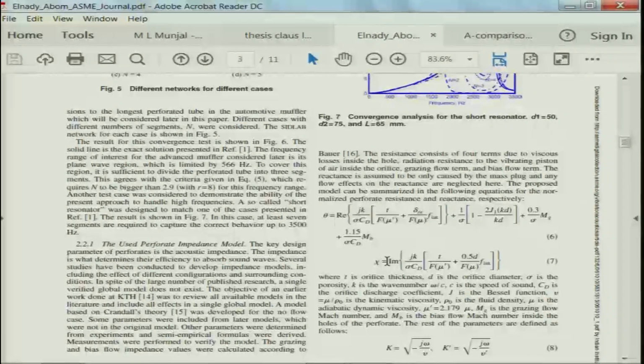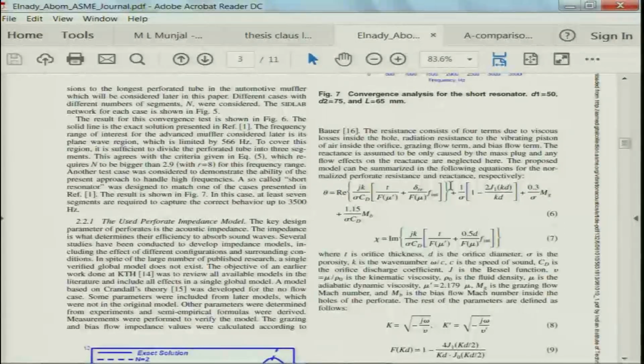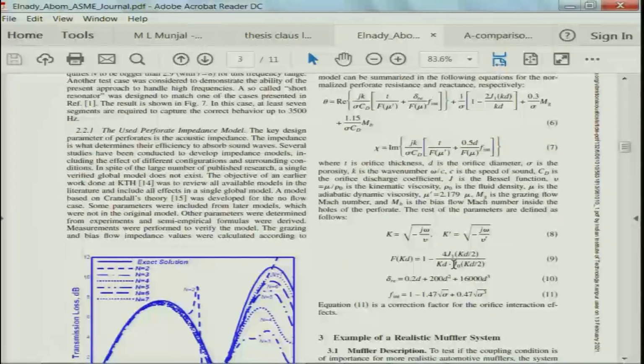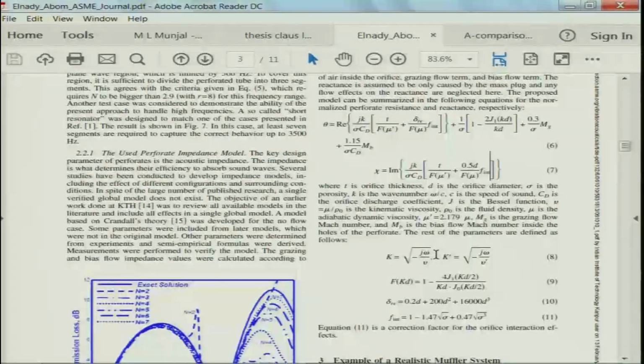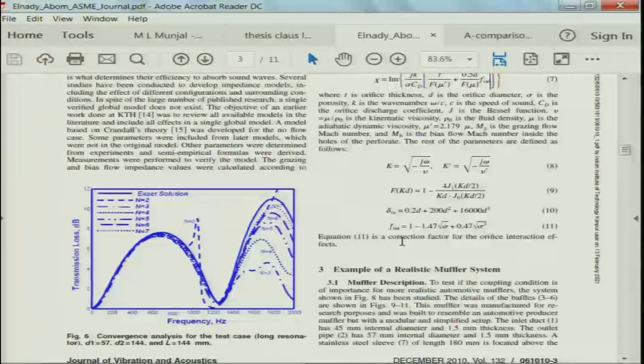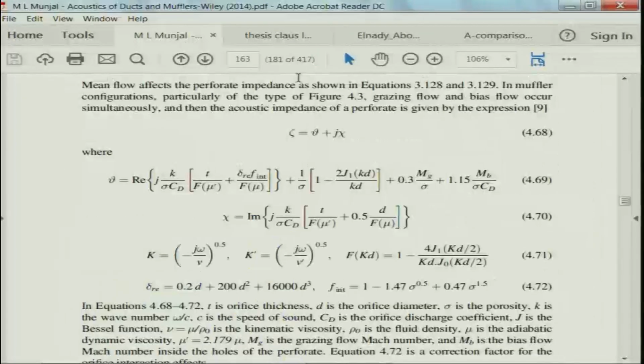And now chi is your imaginary part, or the inductive part, also called reactance. The reactance is assumed to be caused only by the mass plug, and any flow effects on the reactance are neglected. So, f mu dash and these are functions derived through a number of theoretical models, and these constants are fitted to some experimental data by these researchers. So, this is one popular expression.